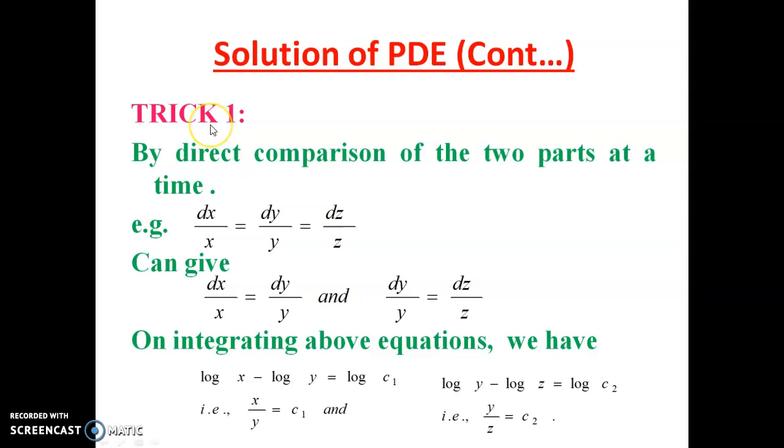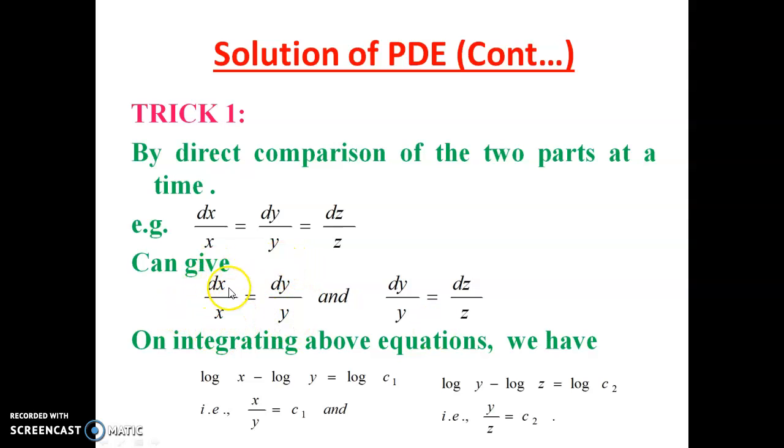So trick 1: you can obtain the solution in certain cases by direct comparison of two parts at a time. For example, if you get the auxiliary equation in this form, here dx by x, dy by y, dz by z. In fact, this is capital P, this is capital Q and this is capital R. Here I'm not writing the statement of the problem, but I'm just talking about the auxiliary equation if it is given in this form. When you compare the first two parts and then you compare the last two parts, then definitely it can be easily integrated.